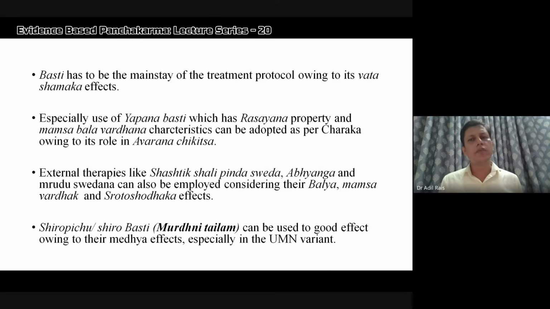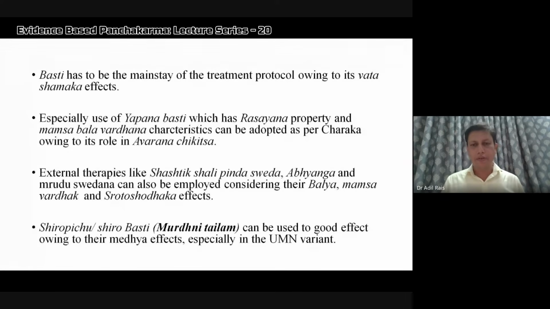Vasti has to be the mainstay of the treatment protocol owing to its Vatshamak effect. Especially here, Yapan Vasti can be predominantly indicated because Yapan Vasti has a Rasayan property and it has been said to be Ayusho Yapanam, which means it promotes longevity. The most affected thing, the most dangerous thing targeted here, is longevity. So Yapan Vasti should be used, and the Mas Balavardhan properties of Yapan Vasti can be adopted as per Charak owing to its role in Avaran Chikitsa.